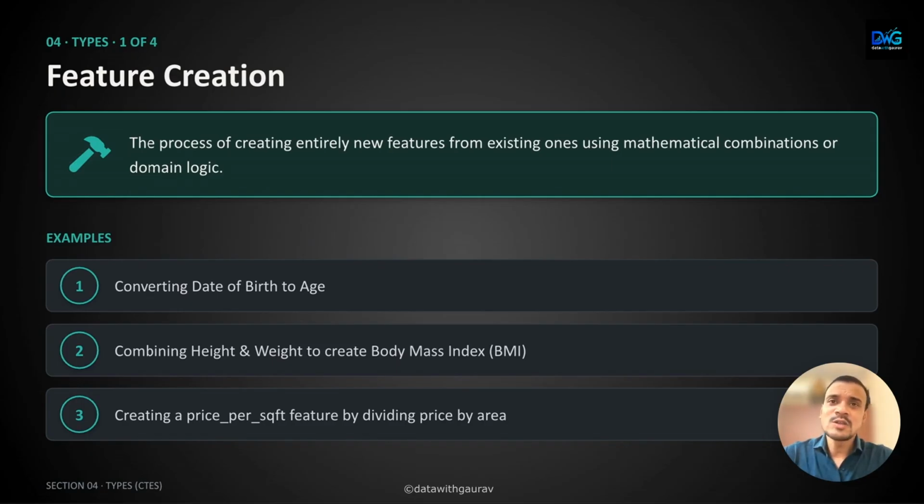Notice a common pattern across all these examples. We are not creating any new information. The information already exists in the dataset. What we are doing is representing it in a way that's more meaningful to the machine learning model. So that's the essence of feature creation. It transforms existing data into features that better capture the underlying pattern of the problem.